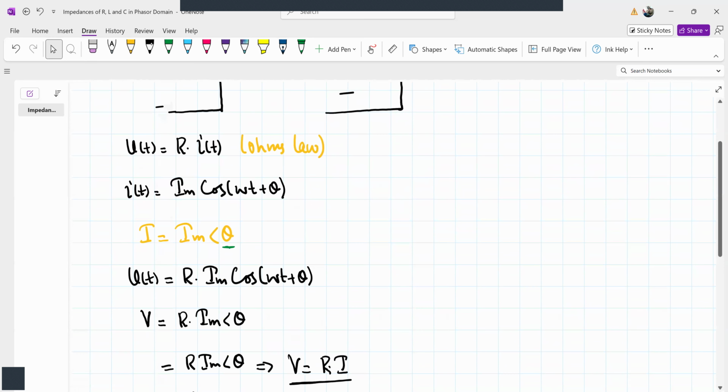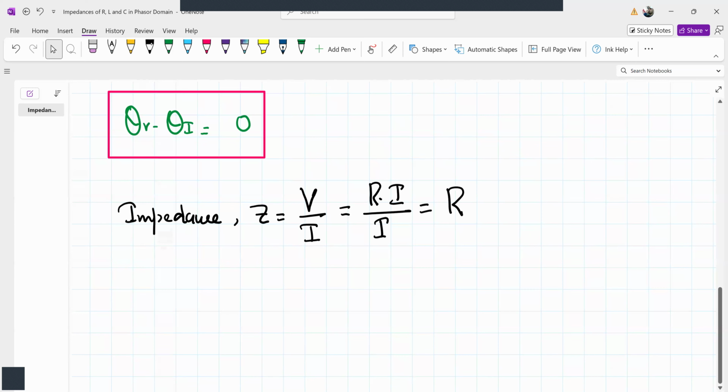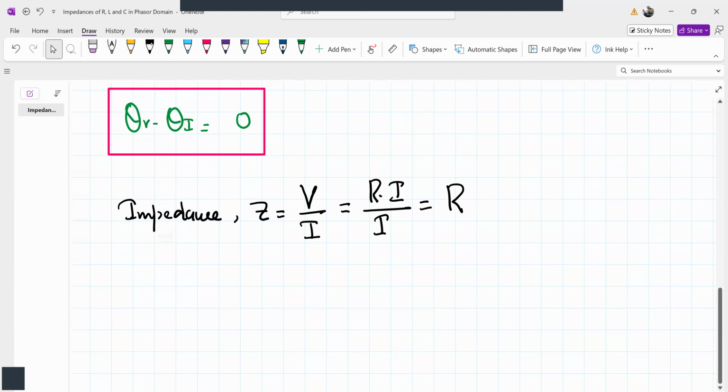Okay, this is the literal definition of impedance. Impedance is simply defined as V phasor divided by I phasor. Here V phasor is R times I. So I and I cancel, so we are left with this.